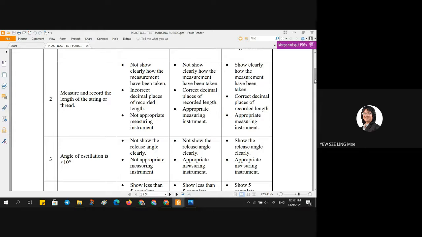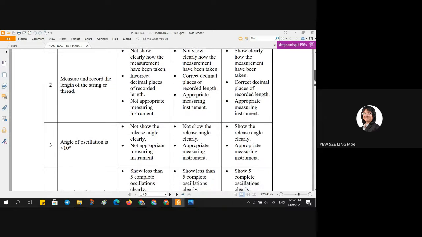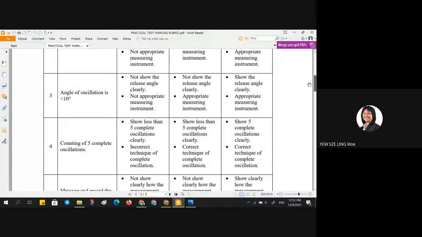I want to see how you measured at 40 cm. And then angles of oscillation. You need to show me before you release it. I want to see that it is less than 10 degrees. Again, it can be shown in a picture. You show it in the picture here.